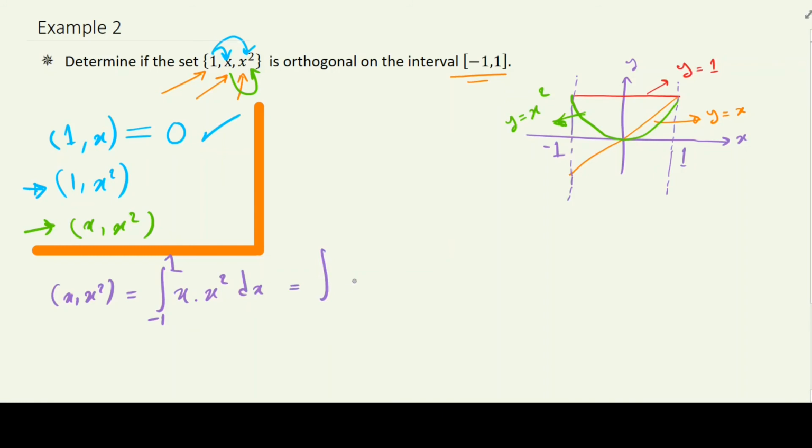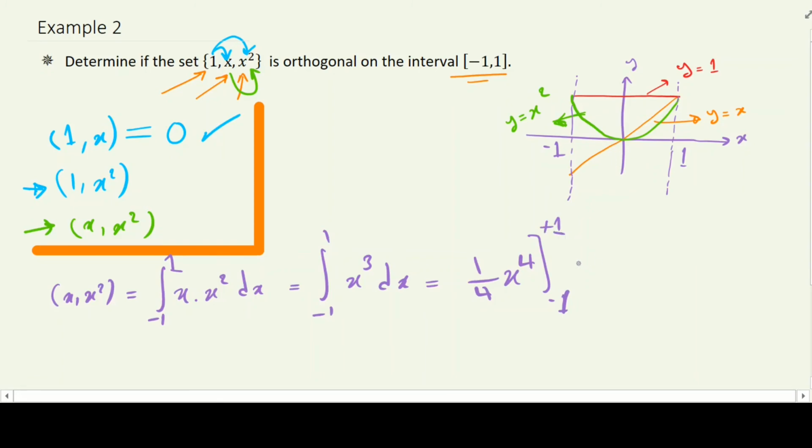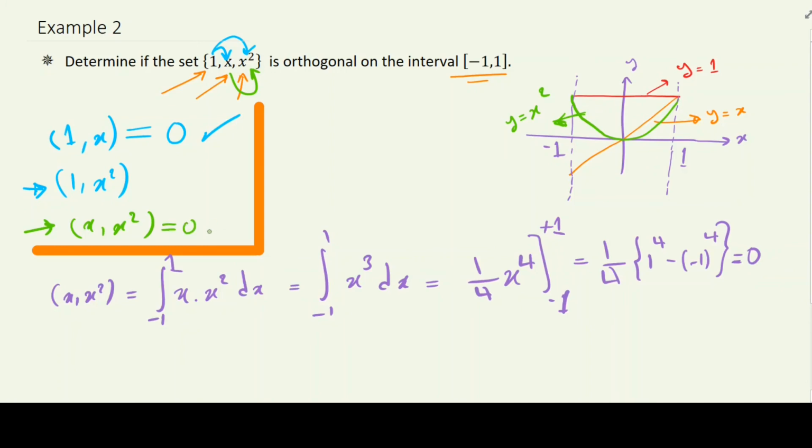So it's going to be the integral of x cubed dx from -1 to 1 equals 1/4 of x to power 4 from -1 to +1, which is going to be, if you calculate that, 1/4 of 1 raised to power 4 minus -1 raised to power 4, which is going to be 0. So this pair of functions also has a 0 inner product. So now let's calculate the last inner product, 1 and x squared.